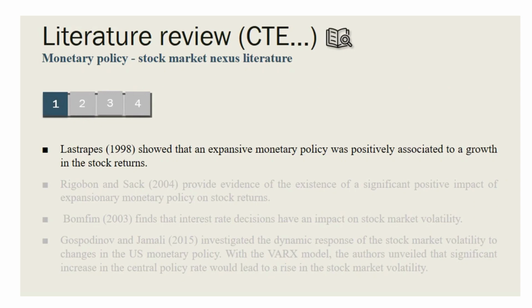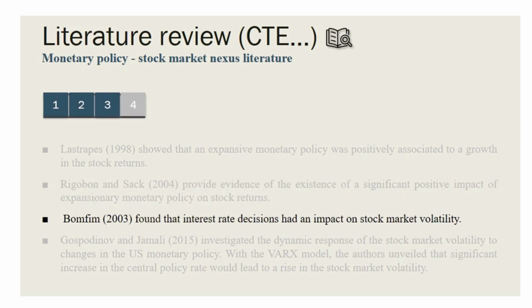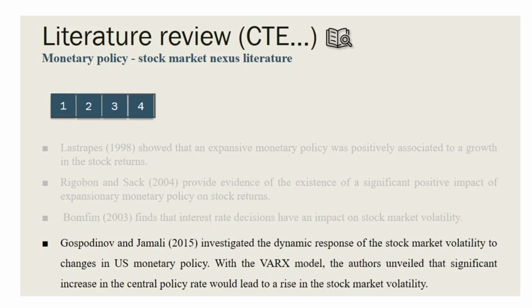Several empirical studies have been done on monetary policy and stock market nexus. So, for instance, Lchrak has shown that an expansive monetary policy was positively associated to growth in the stock return. Rigo and Sack provided evidence of the existence of a significant positive impact of expansionary monetary policy on stock returns too. As for stock market volatility, Bumper found that interest rate decisions had a significant impact on stock market volatility. As for Gospodina and Jamani, they found that an increase in the central bank policy rate would lead to a rise in the stock market volatility in the case of US monetary policy.